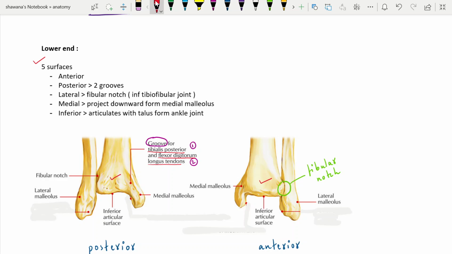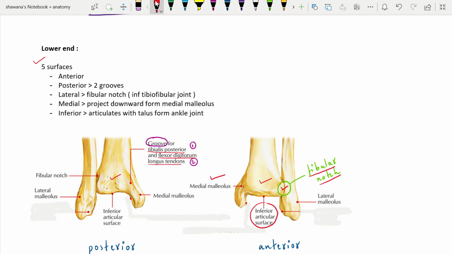Laterally, it has the fibular notch, as you can see here, for the articulation with the fibula, and it forms the inferior tibiofibular joint. Medially, it projects downwards to form the medial malleolus. This is the medial surface, and inferiorly, it has an articular surface for the talus to form the ankle joint.